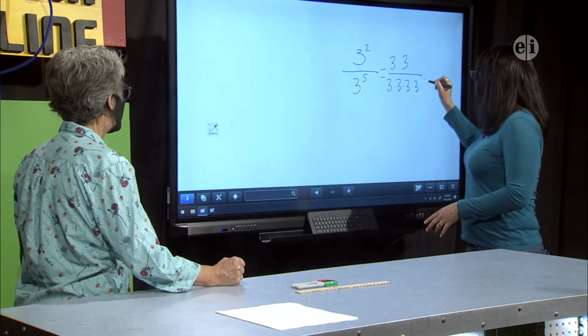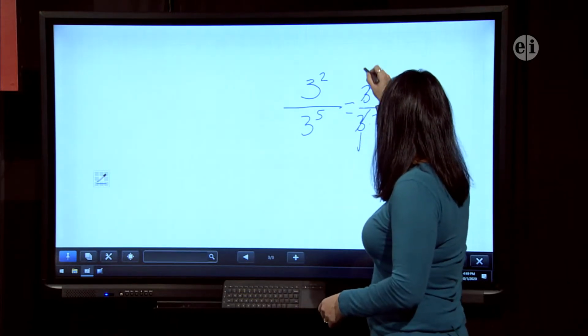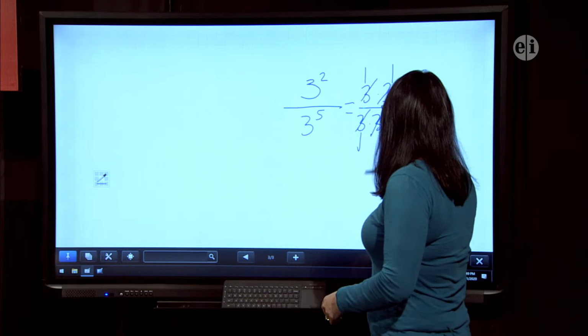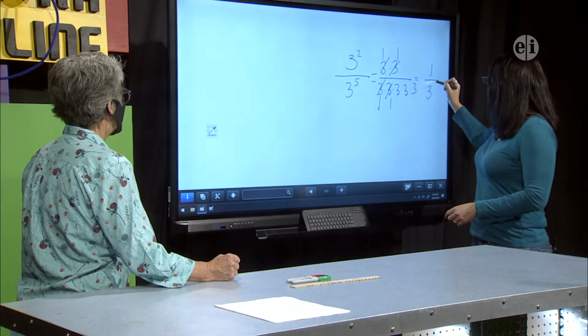3, 4. Then what? All right. So then we can cancel out the 3s, the first two 3s for both of them, turn them into 1s. And now we have basically 1 over 3 times 3 times 3. And we can even write 3 to the third.